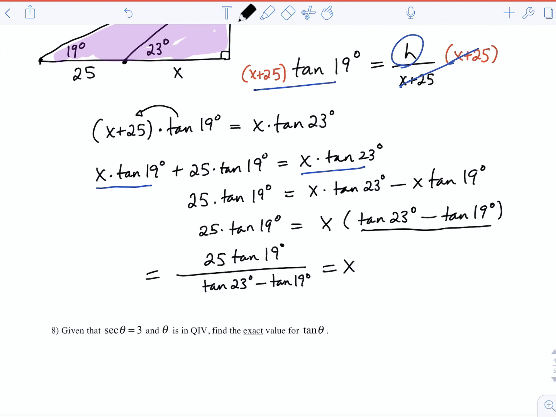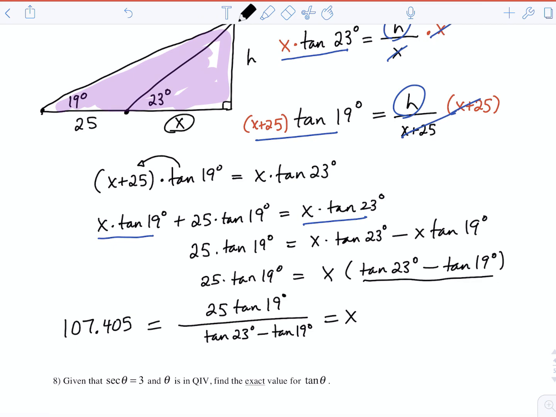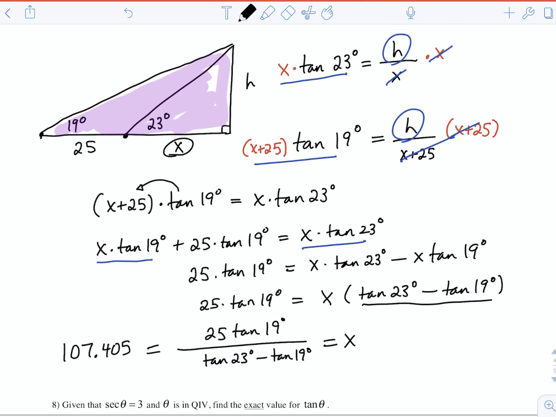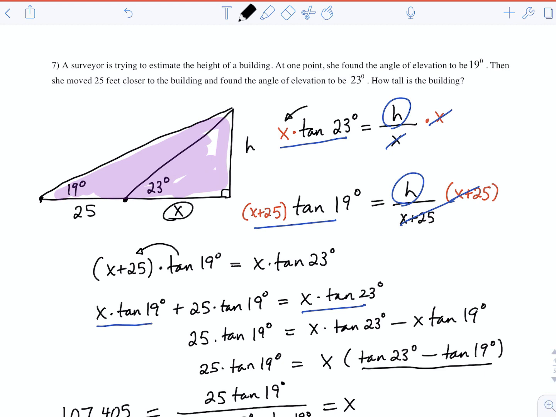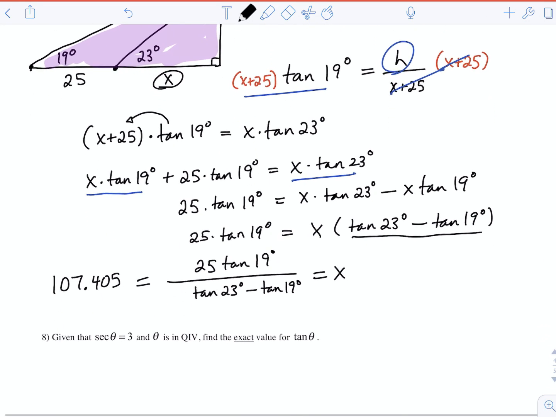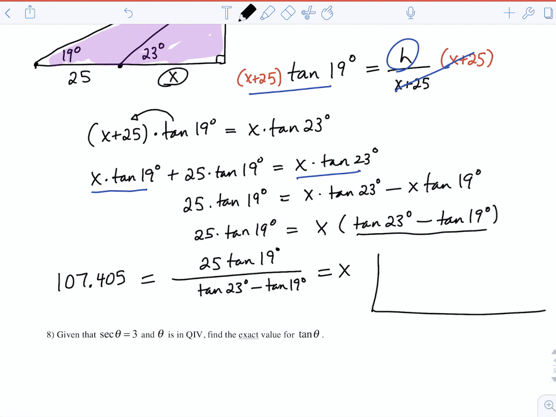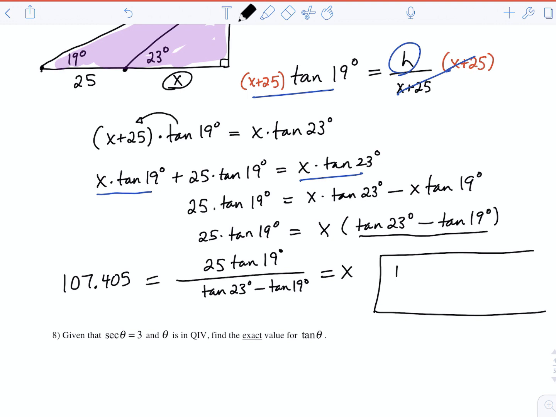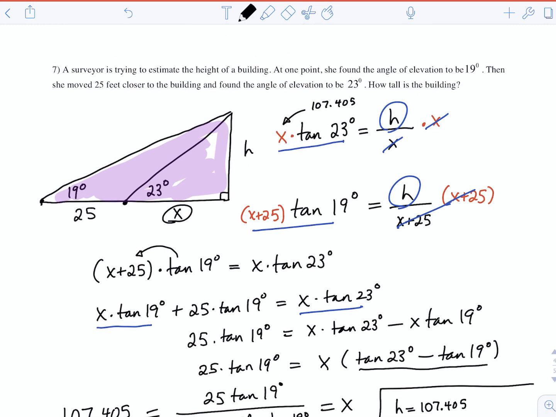So this equals 107.405, which is not the final answer, because that is what x equals. So now what we need to do is take that 107.405 and substitute it here. So the final answer is going to be in this little box right here. Just barely got enough room. That h equals the 107.405. And then substitute in that top equation for x, so it says then times tangent of 23.